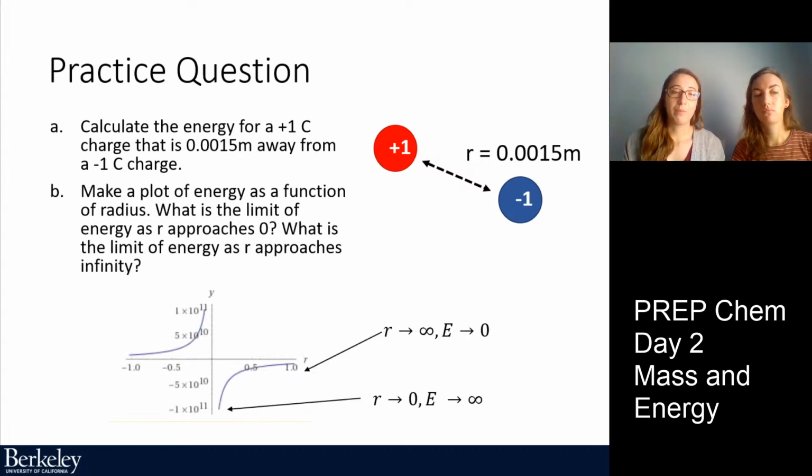So you can also make a plot of the energy as a function of the radius. So this is the plot of this function as a function of different values of r. So this is basically a 1 over x type function. So you see that it has these two asymptotes to it.